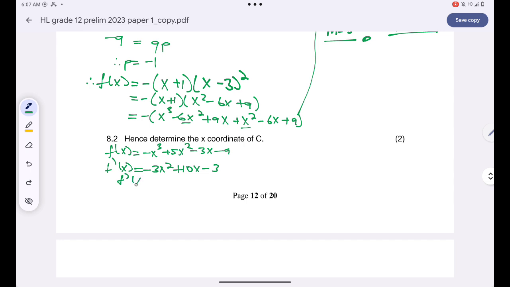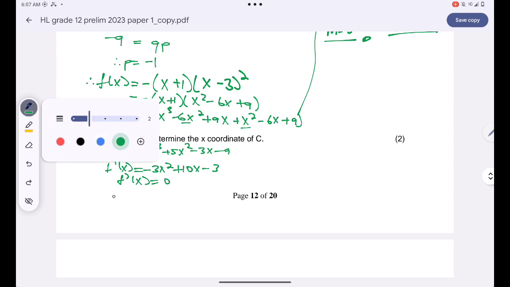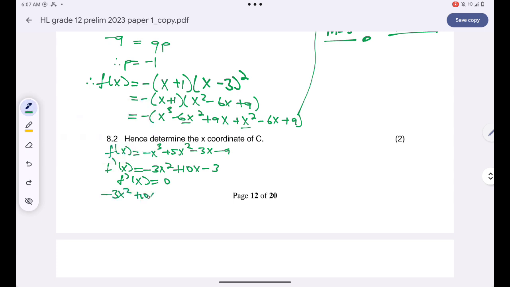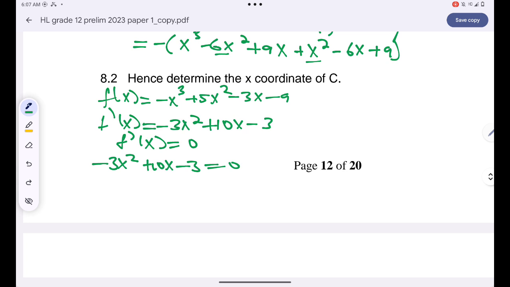So for me to find the x at the turning point, guys, I know that the derivative has to be equal to 0. I'll end up having negative 3x squared plus 10x minus 3 being equal to 0. And then if I divide each and every term by negative 1, that will be positive 3x squared minus 10x plus 3 is equal to 0.